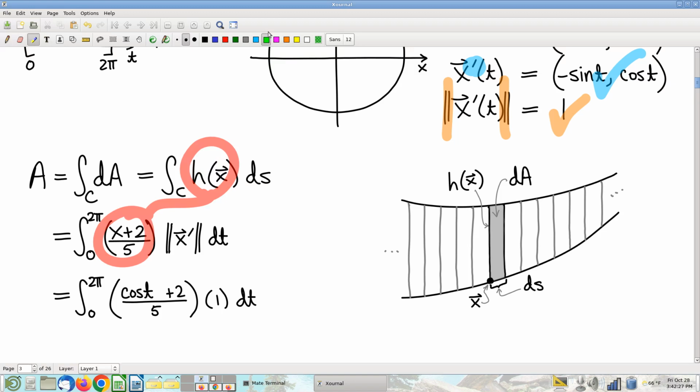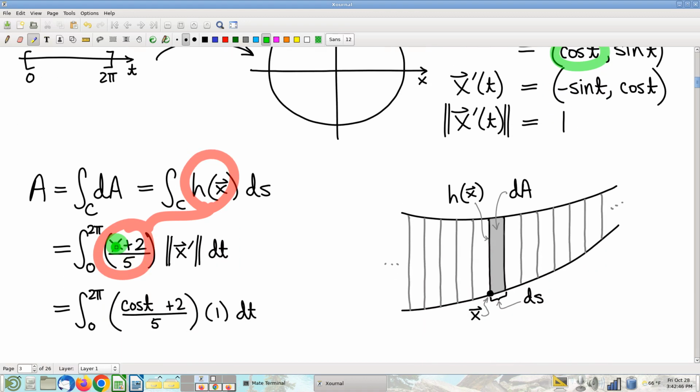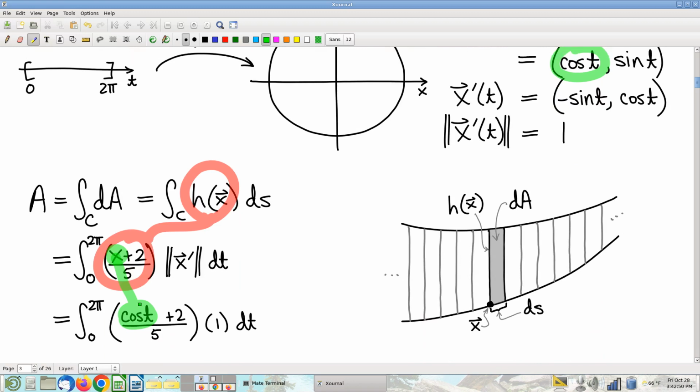What is x? Easy to lose track of what x is. Where does x come from? Don't forget x is part of the parameterization. It is specifically the first coordinate of the parameterization. The parameterization tells all, right? When you're doing the pullback. And so x is cosine t, like so. And now you've literally got a single variable integral, and you plug and chug.